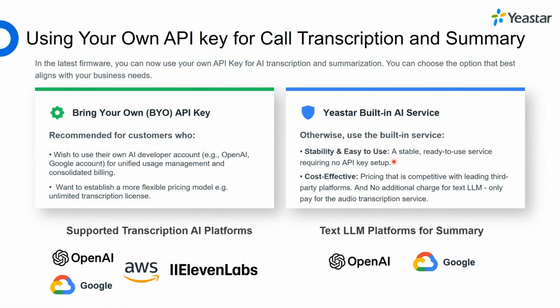But if you don't have these requirements, you can use our billing service. It's more stable and ready to use. You don't need to apply for a developer account on the third party, and you don't need to set up the API keys on the admin portal. And it's quite cost effective, because this year we have slashed our AI price. If you want to know the price, please contact your provider or Yeastar account manager.